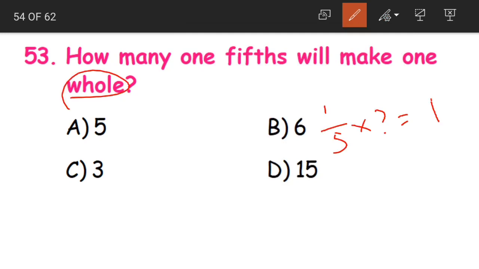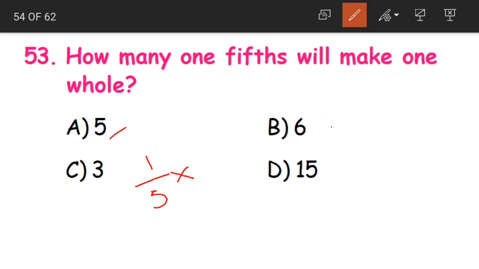Whole means 1, children. Whenever in fractions we are talking about a whole, it means the number 1, the whole number 1 here. Now we have to find out how many 1 by 5s will be equal to 1. That means we have to find the number that 1 by 5 should be multiplied with to get 1. Now there are two ways to solve this question.